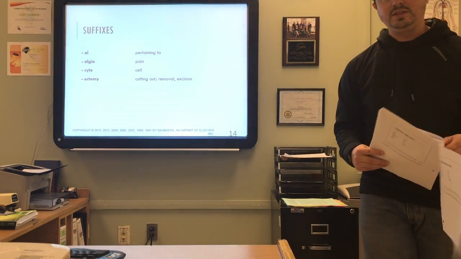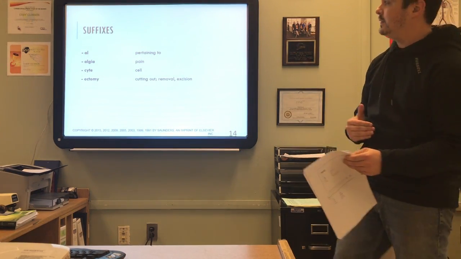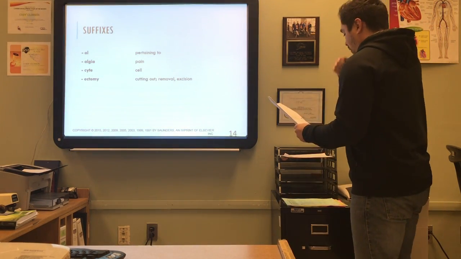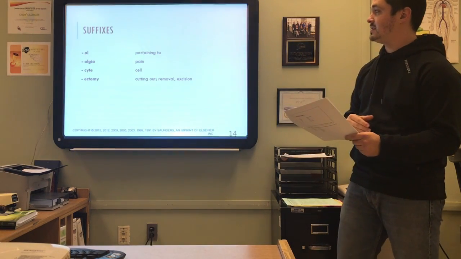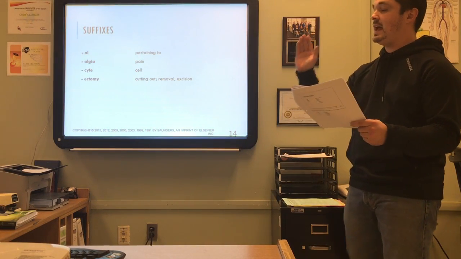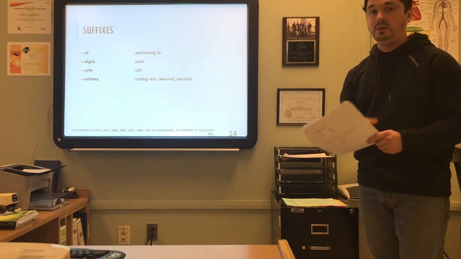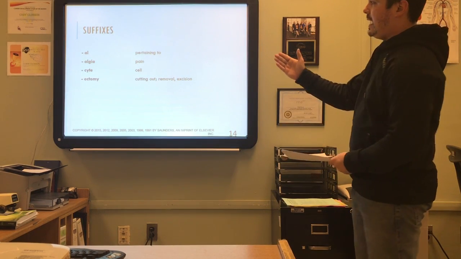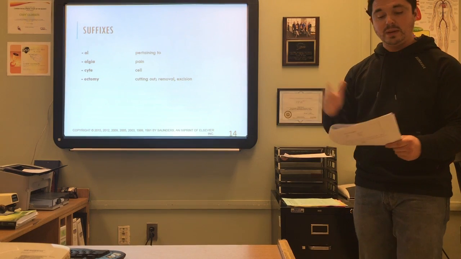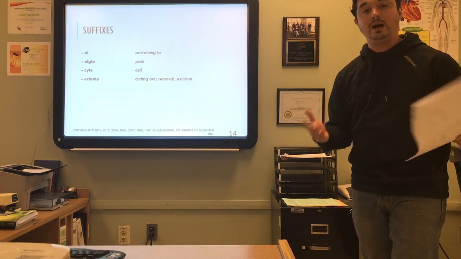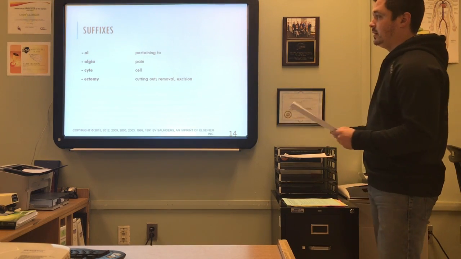Then we get into our suffixes. Now again, suffixes are attached to the end of the words, and they alter the meaning of that word root. So some examples of this. You have the suffix al, meaning pertaining to. This could be used as in neural. That would be pertaining to the nerves. Algia, the suffix algia means pain. Okay, that could be used in a word such as arthralgia, which means joint pain.